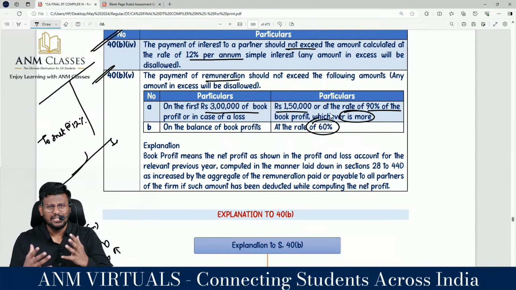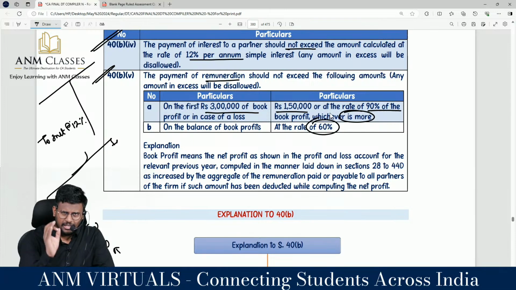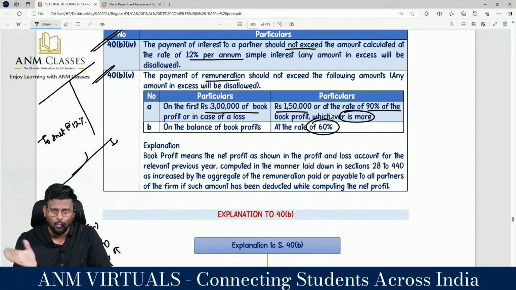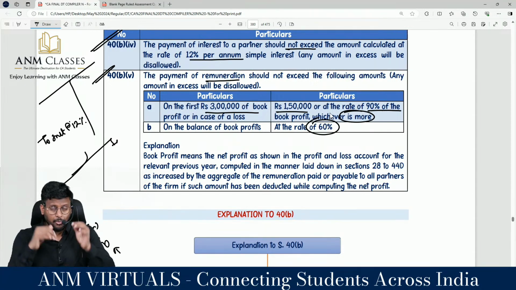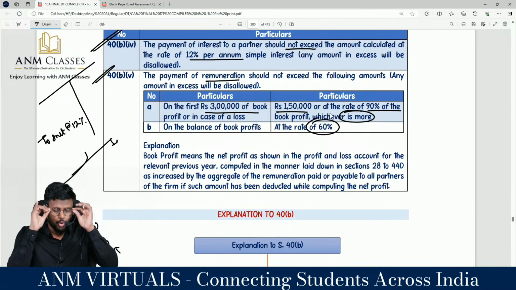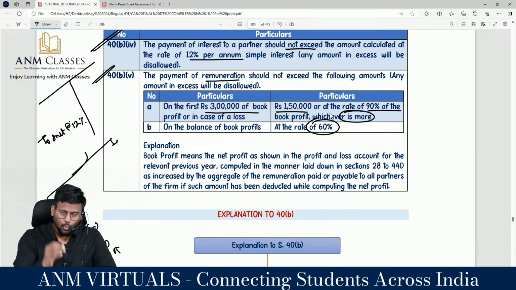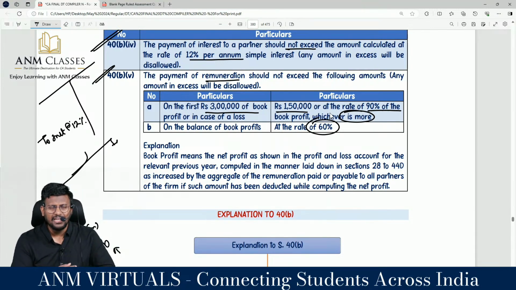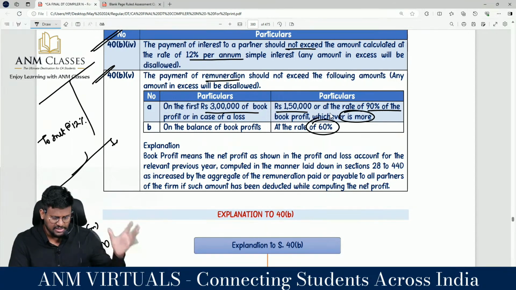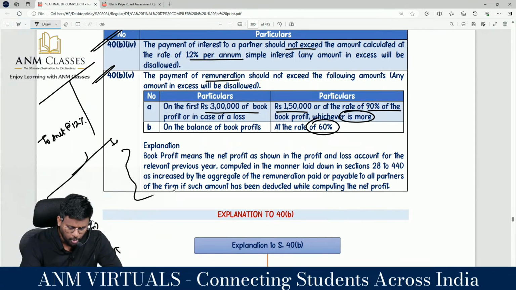So, what is the understanding? Interest on capital maximum 12% is allowed. If you debit the P&L account beyond 12%, it will be added back. Whereas remuneration to partners is based upon book profit: on the first 3 lakh, 1,50,000 or 90% of book profit, whichever is higher. 1,50,000 is used in case of loss. Whereas on the balance, 60%. Sir, what do you mean by book profit?